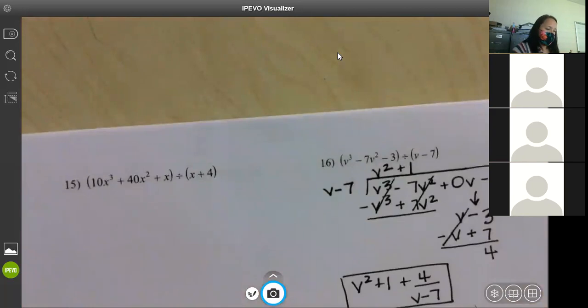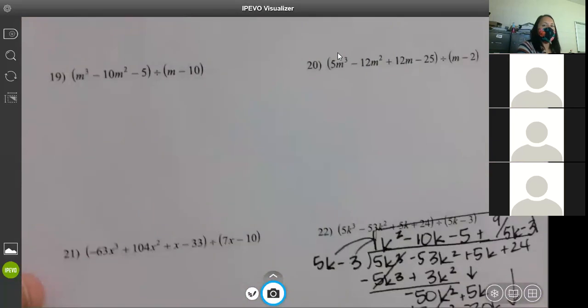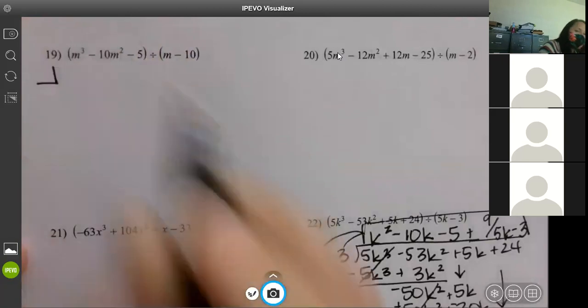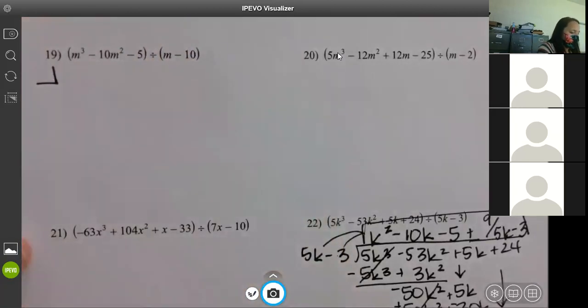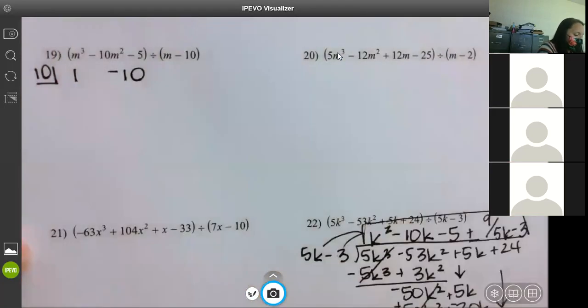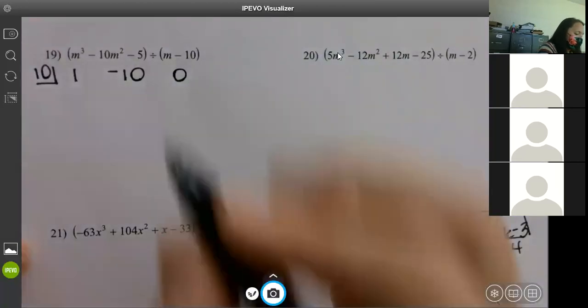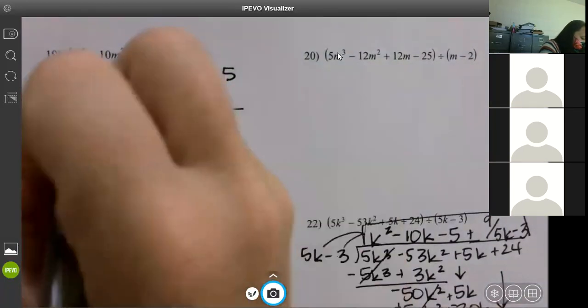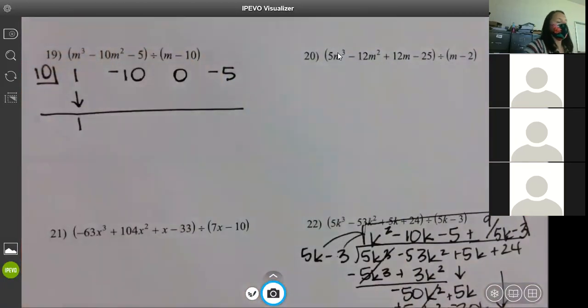Go up to number 15. I lied. Go to 19. It's the same concepts. What would go in the backwards box on 19? Positive 10. What goes out to the side? 1. Negative 10. Perfect. 0, because I don't have an M term, a single M. Good job. And then? Negative 5. Perfect, guys. Bring down the 1.